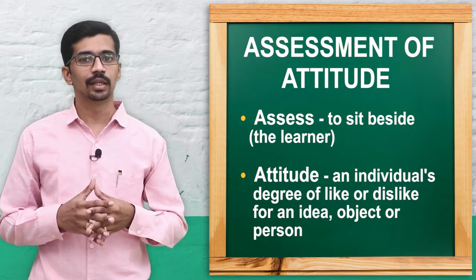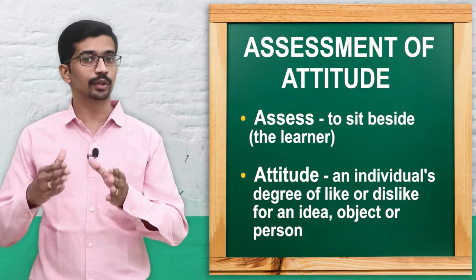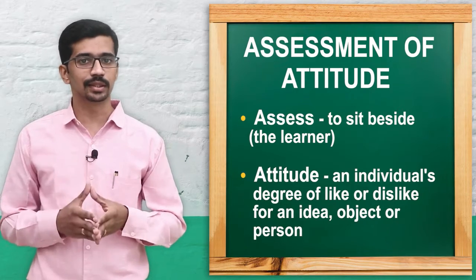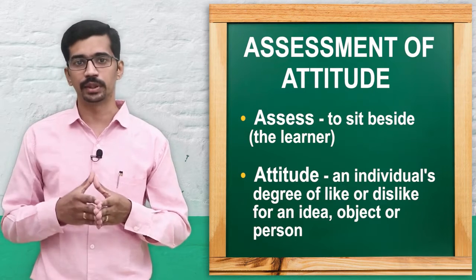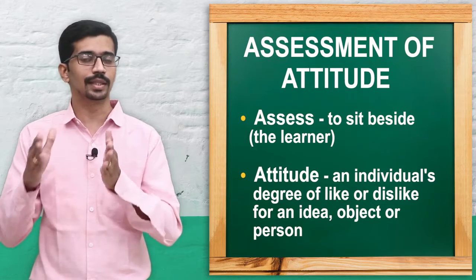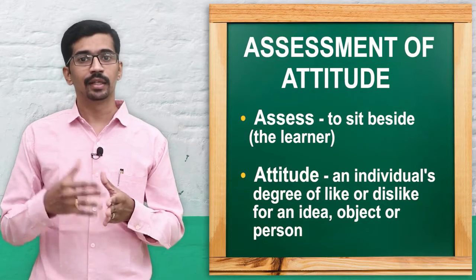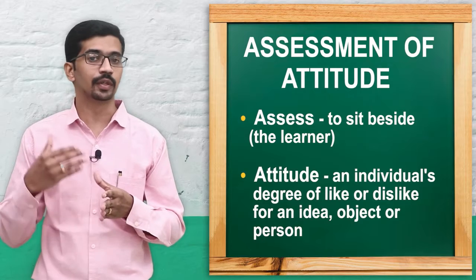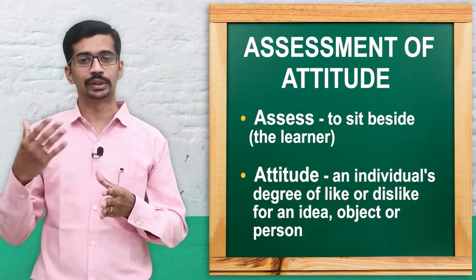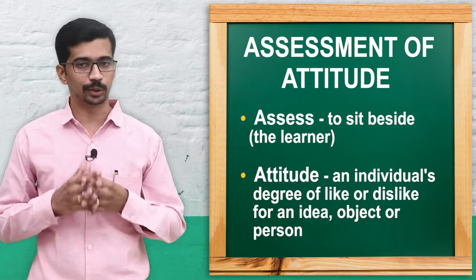Attitude is nothing but the likes or dislikes of a person towards something. Something in the sense of towards an object, towards an idea, or towards a person. One person's like or dislike we can term as an attitude. In a simpler way, the assessment of attitude may be related to the assessment of opinion also, say social problems, social opinions.